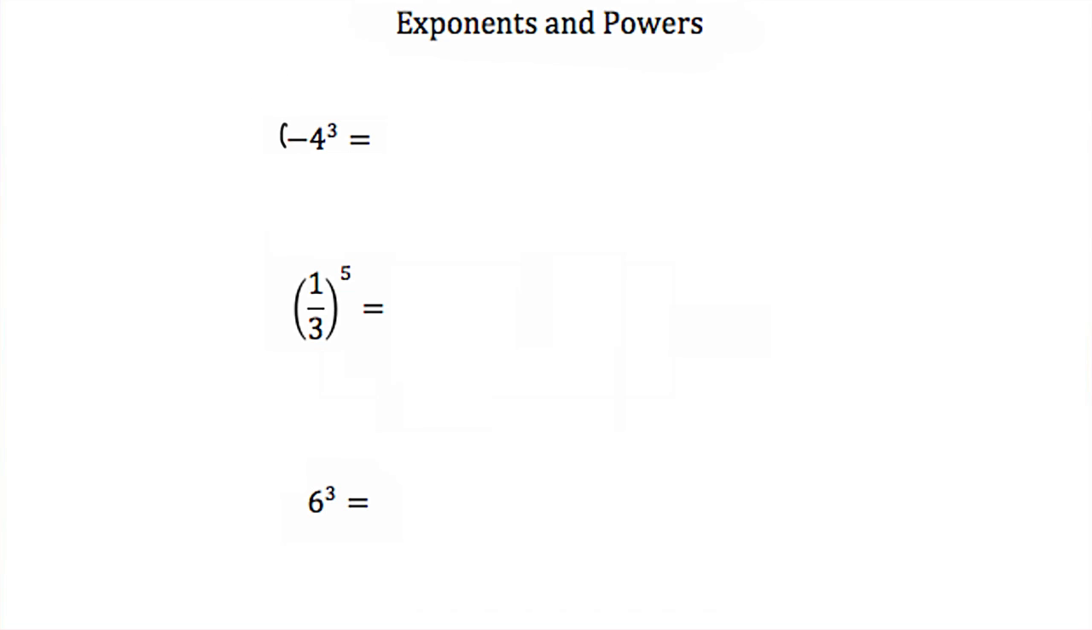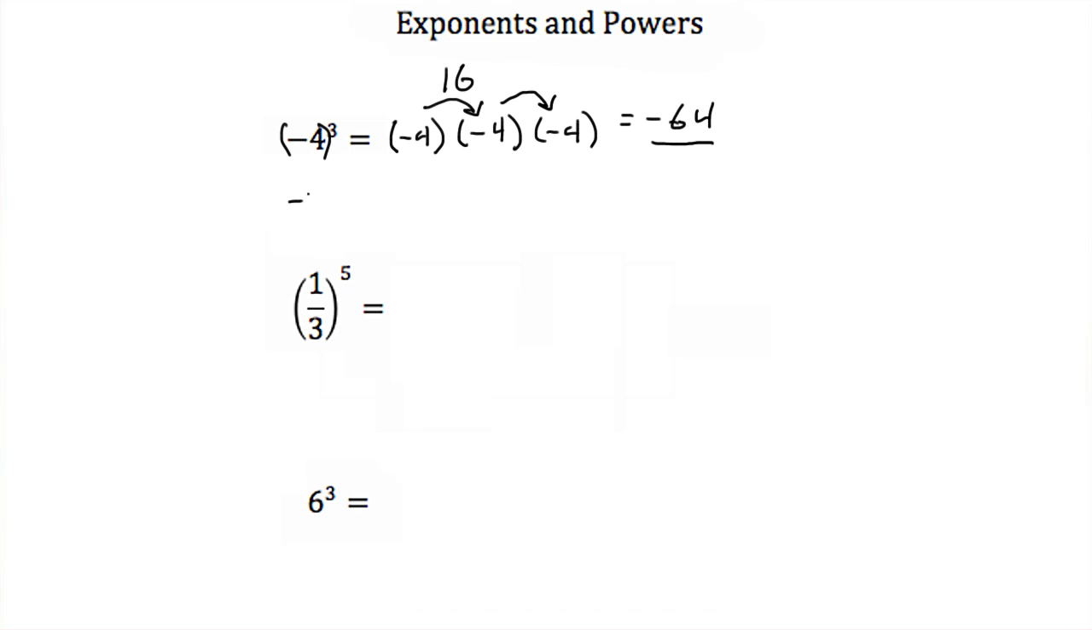Here we have negative 4 to the 3rd power. That's the same as saying negative 4 times negative 4 times negative 4 again. Well, negative 4 times negative 4 is a positive 16. And then times negative 4 one more time is equal to a negative 64. So negative 4 to the 3rd power is a negative 64.